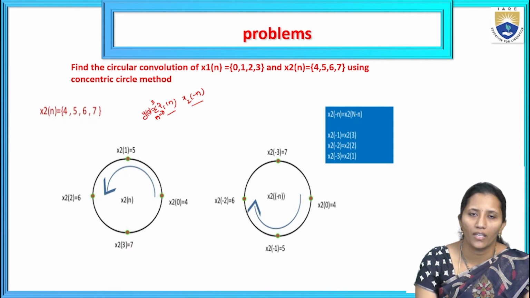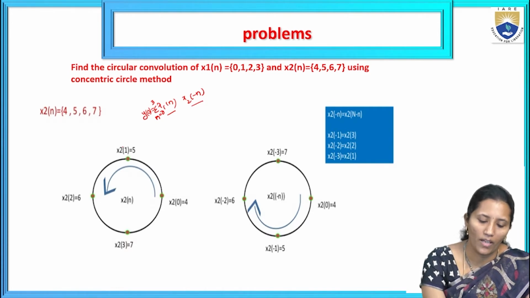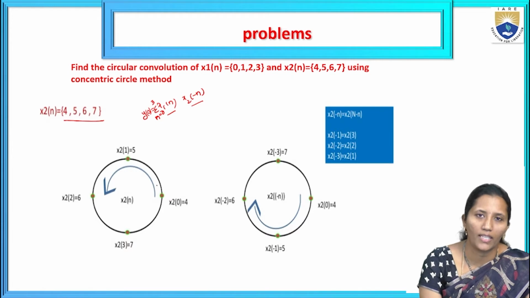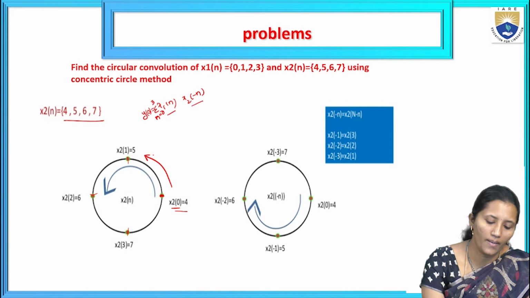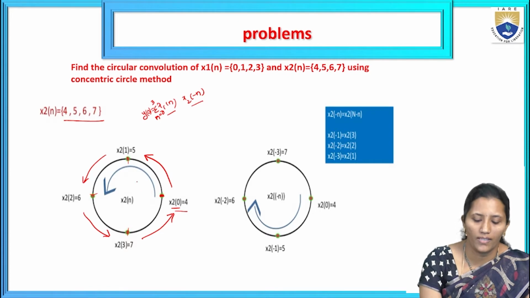So for x2 of minus n, first we have to take x2 of n. x2 of n also has 4 samples. So draw the circle and make equidistant points for the 4 points. Make the sample values in the anti-clockwise direction. Both indexes should start from the same point. So here x2 of 0 we are starting here, then x2 of 1, x2 of 2 and x2 of 3, next x2 of 0. After x2 of 3, again it is a periodic signal, so it is repeating the same loop.